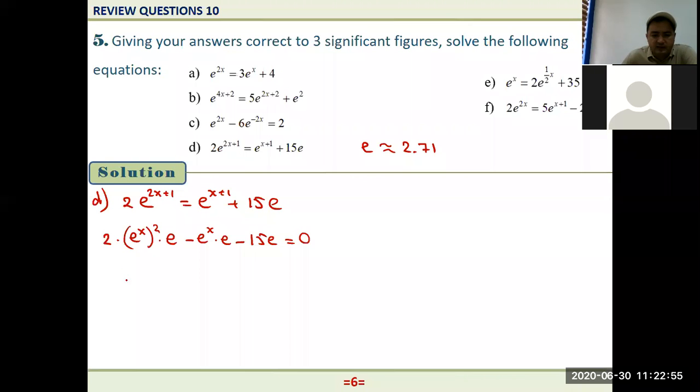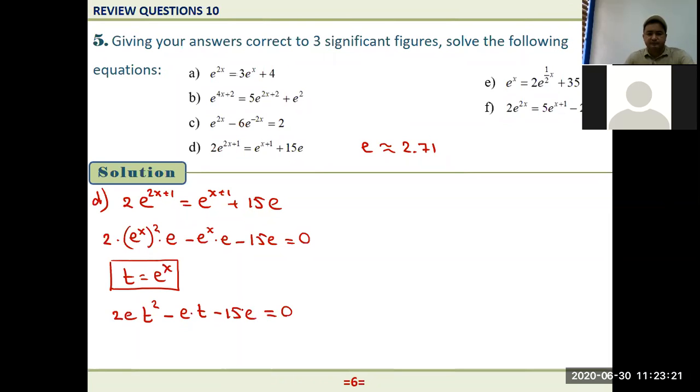Now let's say t is equal to e to the power x. We are using an auxiliary variable to solve this equation. If you just rewrite this, what do we have here? Here we have 2 times e, t squared minus e times t, because it's a constant, we need to write this in front of the variable, minus 15e is equal to 0.